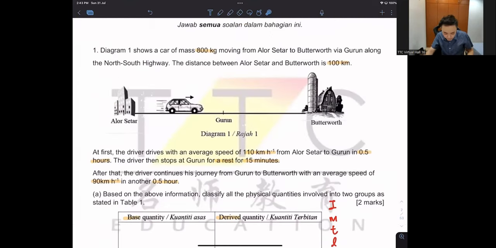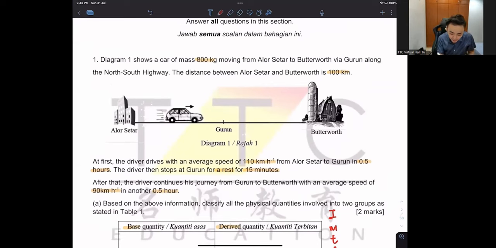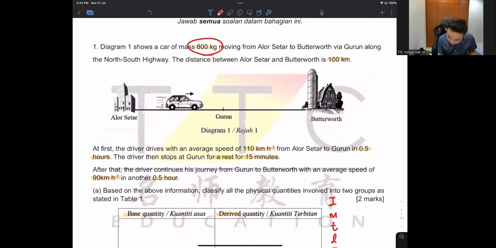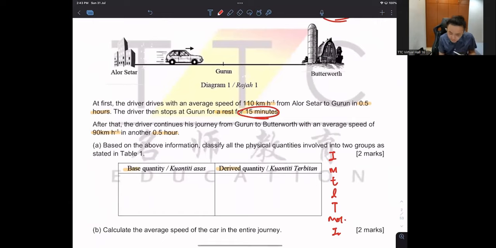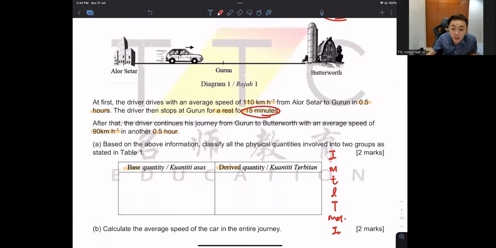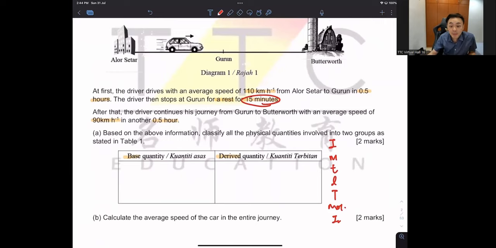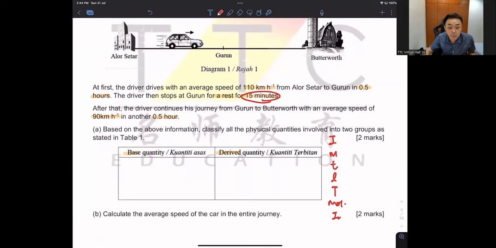Let's see. What do we have considered as the base quantity? First thing first, you say mass, right? So this one, I circle in red color. This is your base quantity. What else? Distance also base quantity, right? Some more. What else? Time also base quantity, right? I suppose that's all, right? Yep, this is all the things we're supposed to have.